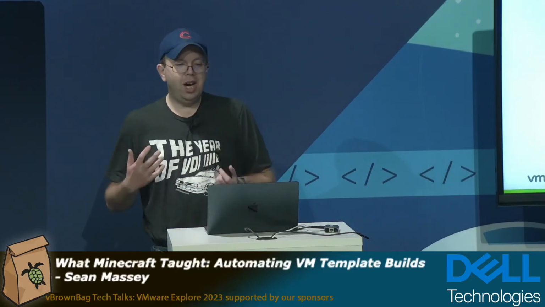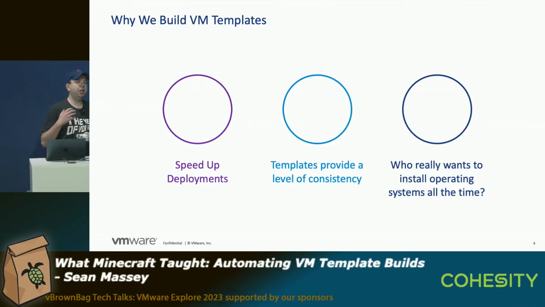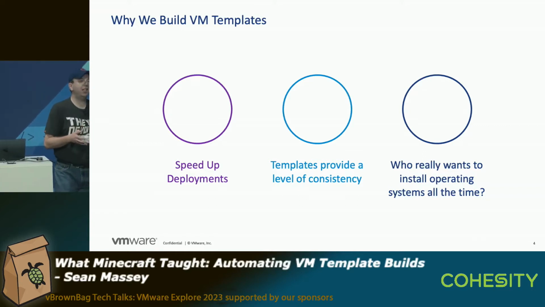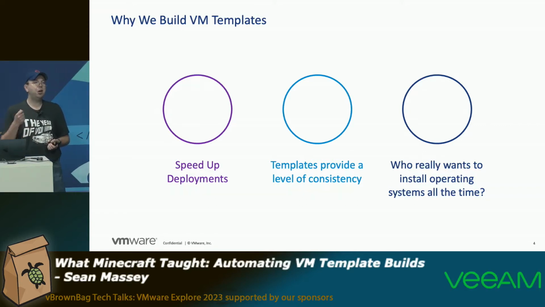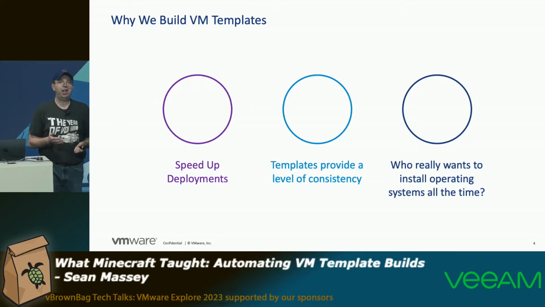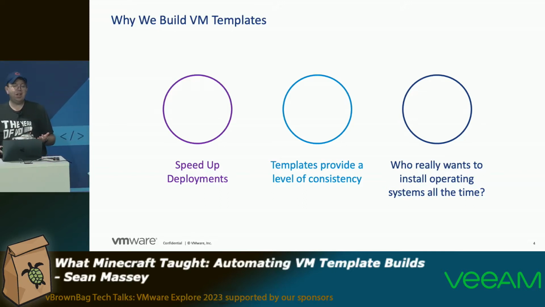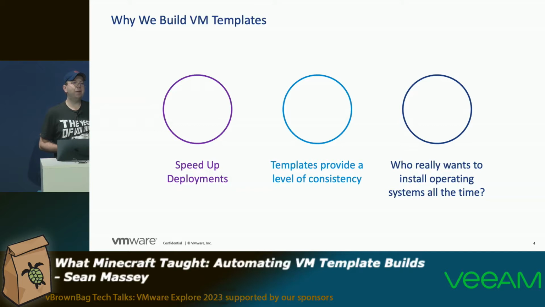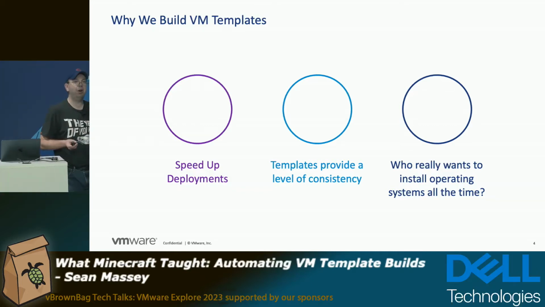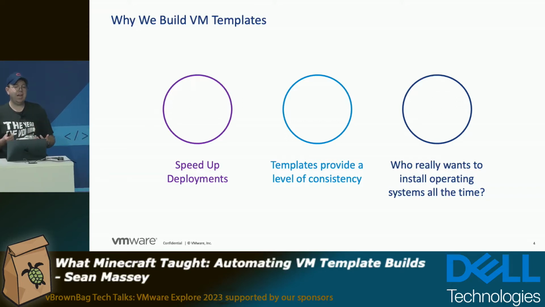There's a couple of reasons for this, right? We want to speed up our deployments. We want to provide a level of consistency, and we don't want to have our sysadmins sit there all the time with a Windows ISO or a Linux ISO manually installing it, which then ends up with us not getting the first two benefits. Because doing anything manually is slow and error prone, and you don't get the same results one time after another.